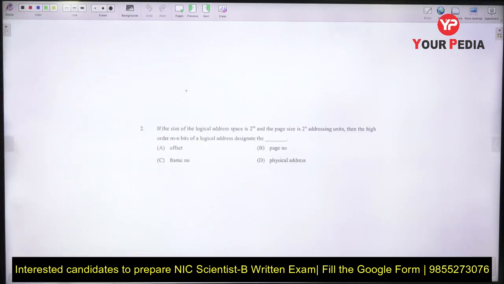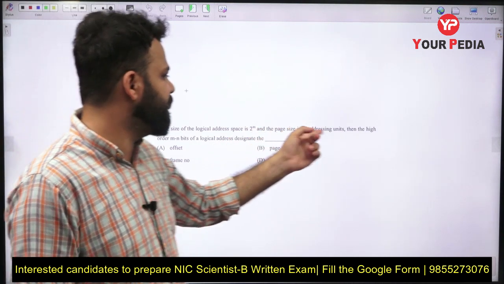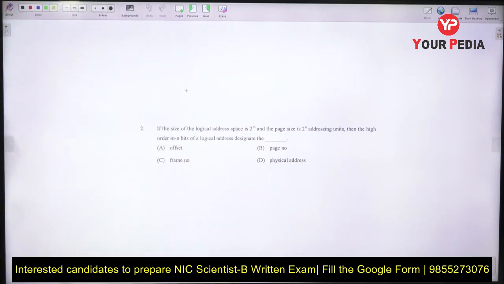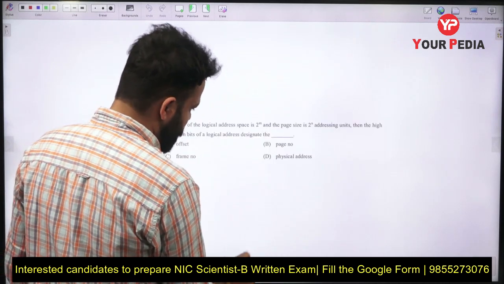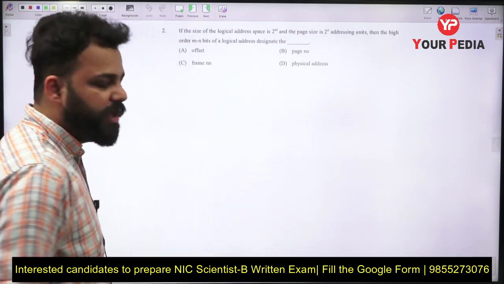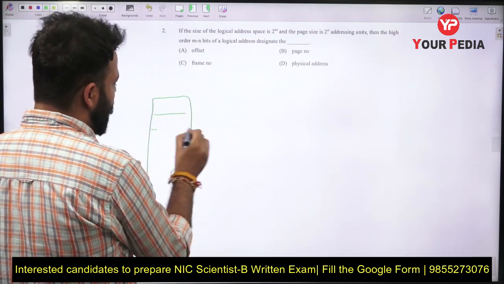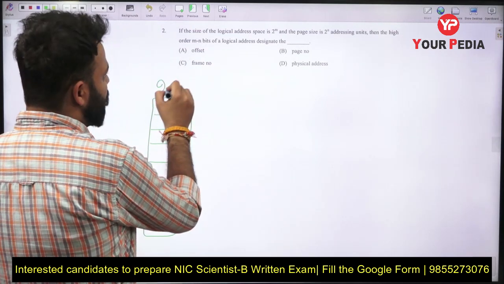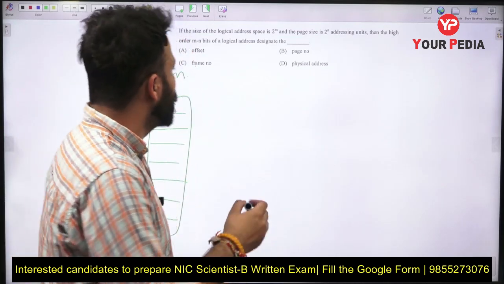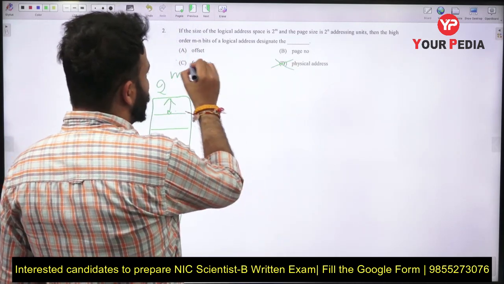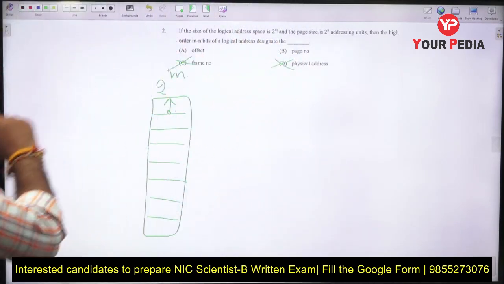Now the next question is, if the size of logical address space is 2^m and the page size is 2^n, then the high order m minus n bits of logical address designate what? So if you deal in logical address space, let's say this is the logical address space and the size of logical address space is 2 raised to power m, and logical address space is divided into pages. Option D is about physical address, and frame number will be present in physical address space, not logical address space. So this cannot be our answer.